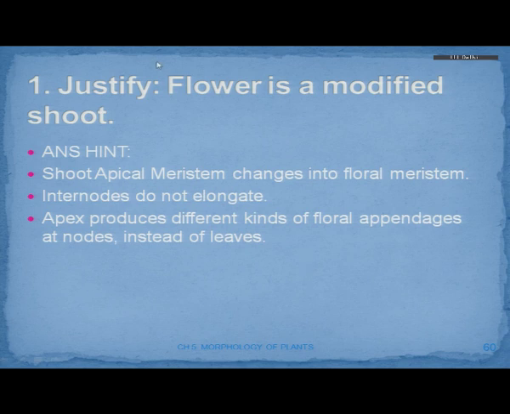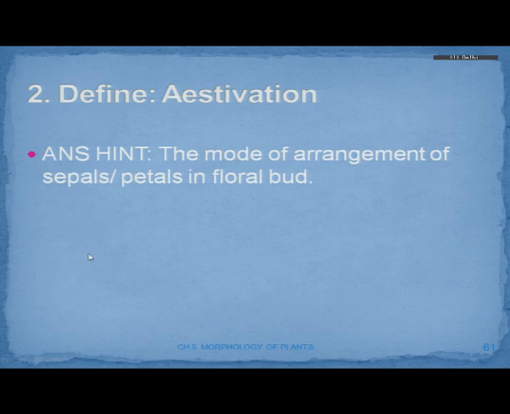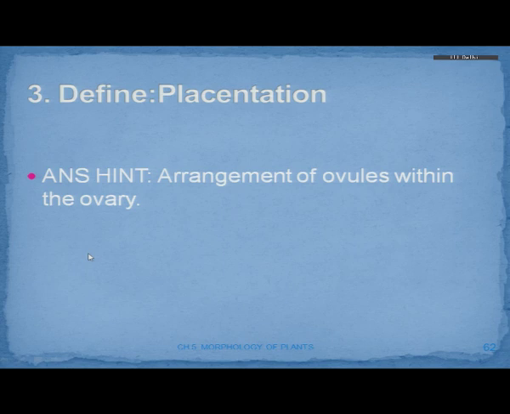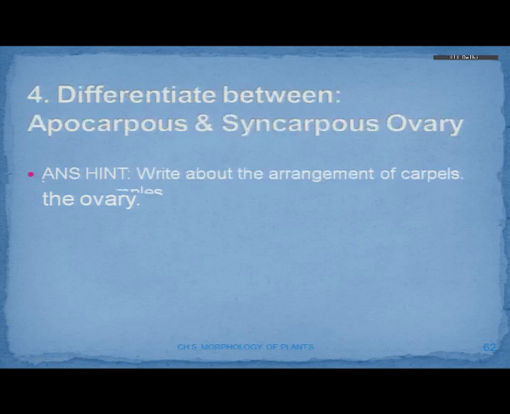How will you justify that flower is a modified stem? If you have to frame the answer, please remember that the shoot apical meristem changes into floral meristem, and here the internodes do not elongate, and the apex produces different whorls of floral appendages at nodes. Similarly, you can try to define estivation and placentation if you follow up the chapter.